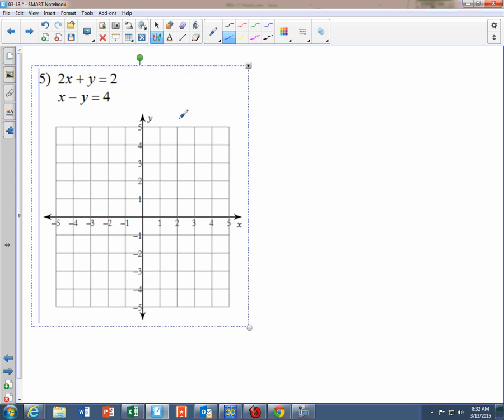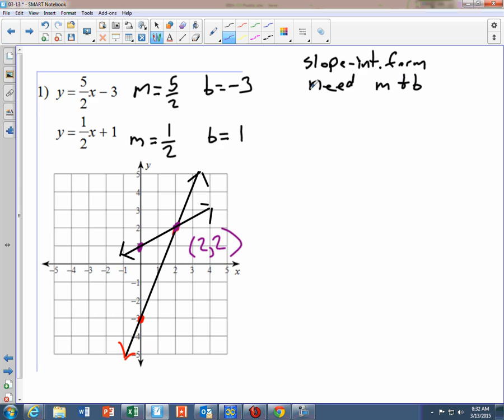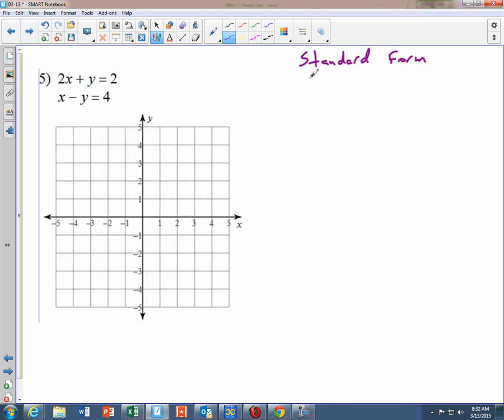What form are these in? Standard form. So let's make a little note about standard form. Now, on slope-intercept form, I needed m and b. What do I need here? I need x-intercept and y-intercept. I need one more word: intercepts.